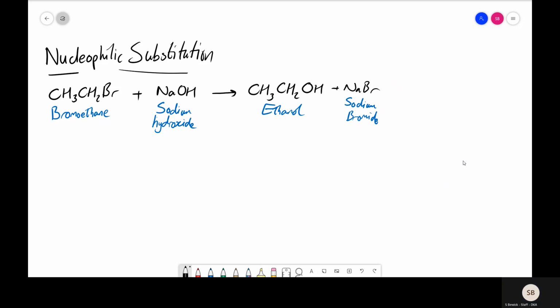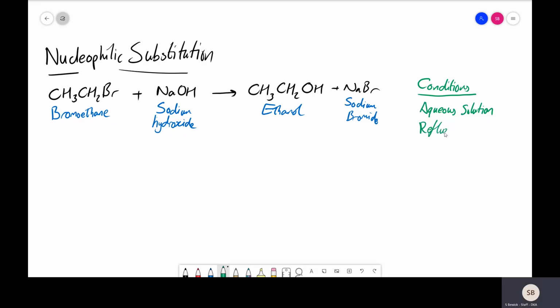Now, with all organic reactions, when we're looking at the mechanism, we have to consider the conditions. So what are the conditions for this reaction? Well, we've got an aqueous solution. So that means that the bromoethane and the sodium hydroxide are both dissolved in water at the start of this reaction. And we're going to do it under reflux conditions.